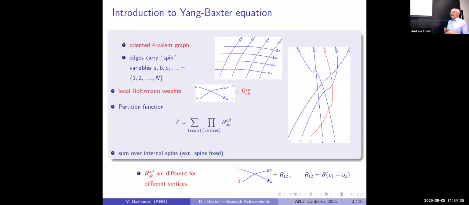They depend on the configuration of four spins, and they're traditionally denoted by the letter R, like in the original Baxter work on the eight-vertex model. They're now called the R matrix. The partition function is defined as a sum over the internal spins, while the external spins are kept fixed. These Boltzmann weights could be different for different vertices, and it's convenient to think that they depend on two parameters associated with the two lines passing the vertex, like a difference of two parameters.